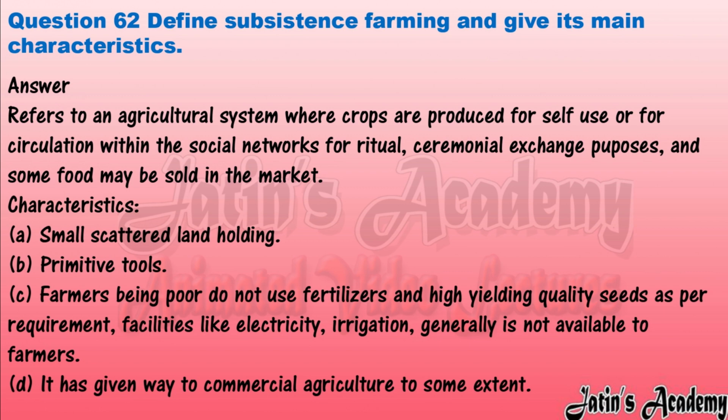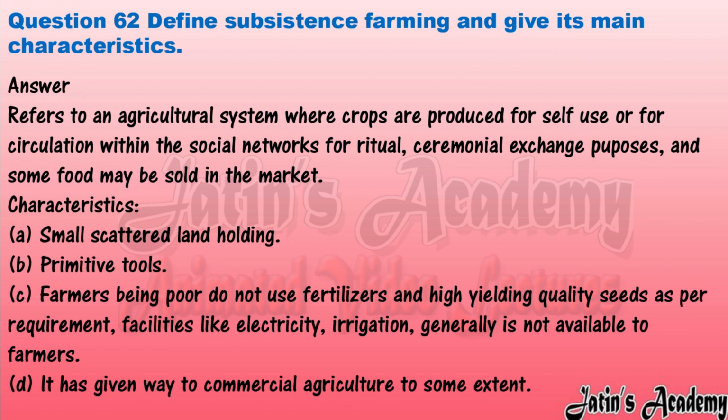Question 60. To define subsistence farming and give its main characteristics. Answer. It refers to an agricultural system where crops are produced for self-use or for circulation within the social networks for ritual, ceremonial exchange purposes, and some food may be sold in the market.